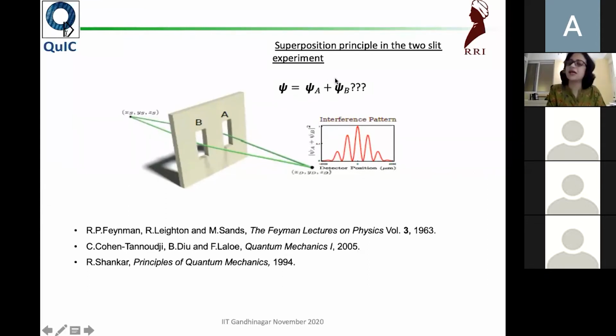Is it psi A plus psi B? And of course, we know that this is what is used in most of our standard literature, because we are plotting mod psi A plus psi B whole square as a function of detector position to get the interference pattern. And so books in quantum mechanics as well as quantum optics are using this as a solution.